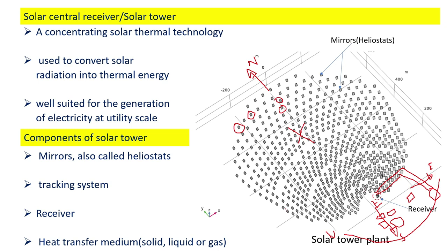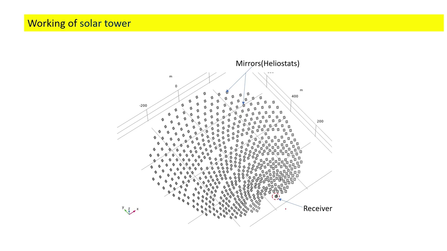Now, as I discussed the working of the solar tower, let's discuss it in greater detail here. As I told, the sunlight comes, falls on these mirrors, and gets focused on the receiver here. Now the thing is that the sun keeps moving in the sky, right? But we have to ensure that all these mirrors all the time focus sunlight on the receiver, so that we get continuous hot fluid which is used for various industrial applications or power production.